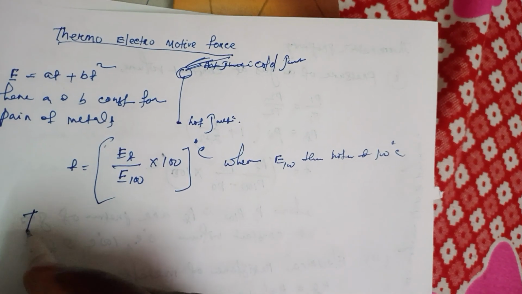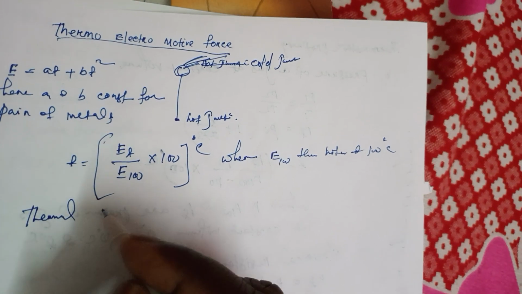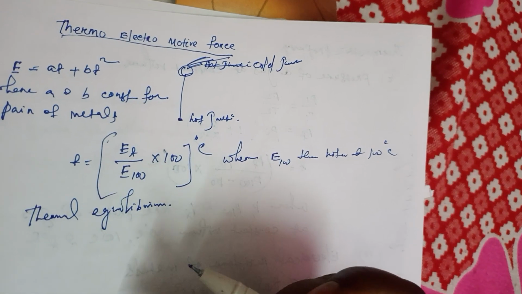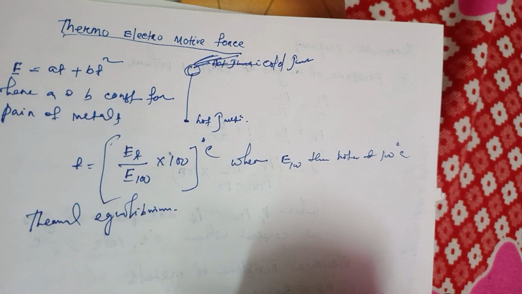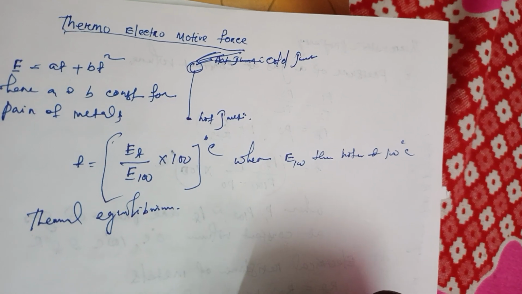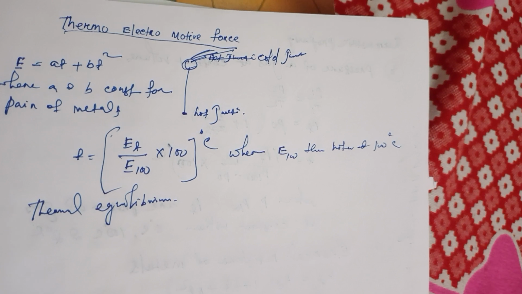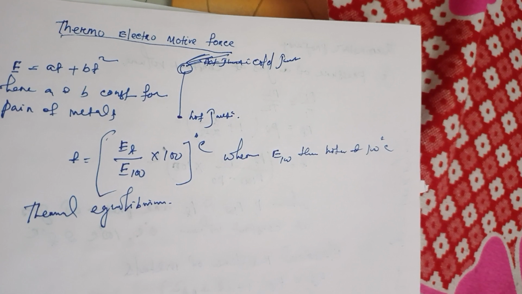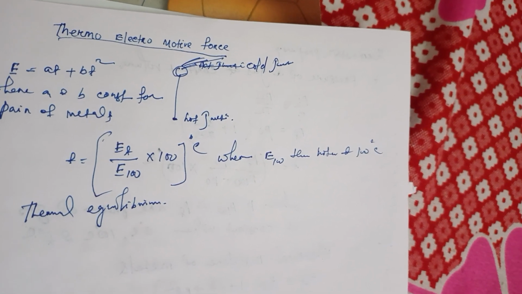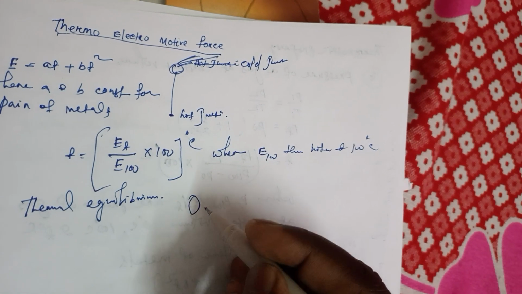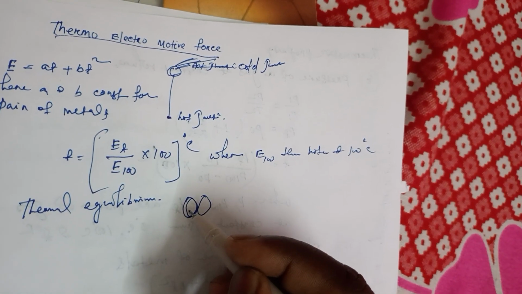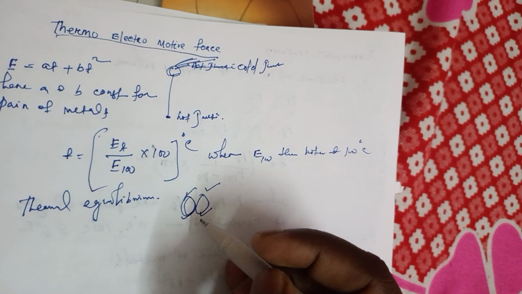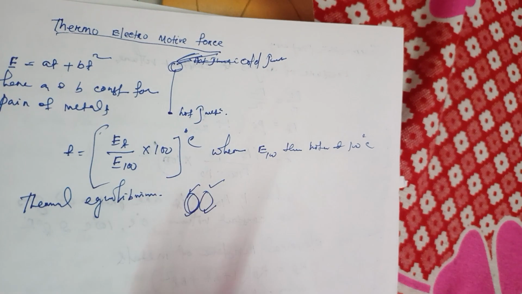Thermal equilibrium. When there is no transfer of heat between two bodies in contact, the bodies are said to be in thermal equilibrium. If this body is in contact with this, and there is no flow of heat from this body to this body or this body to this body, then they are in thermal equilibrium.